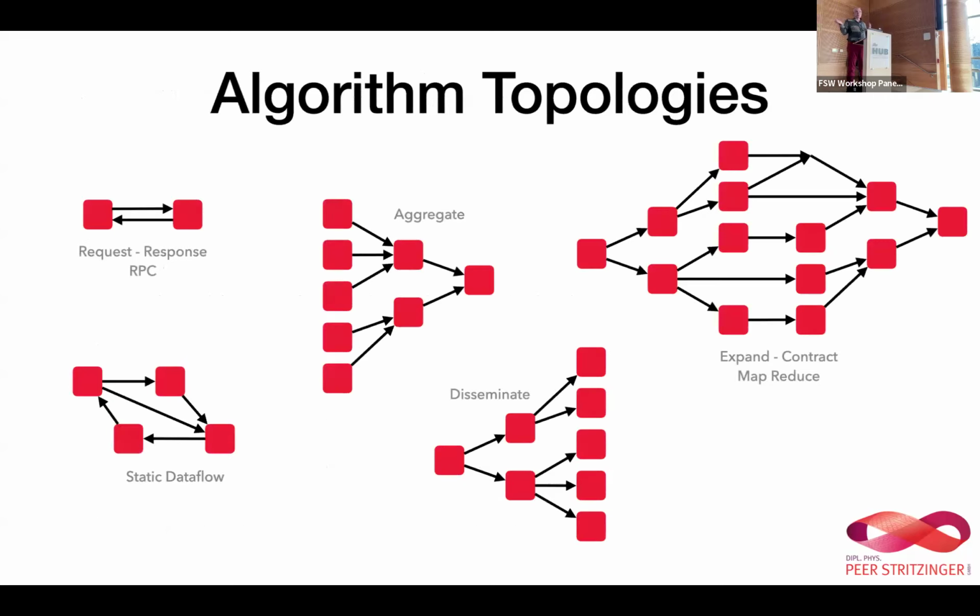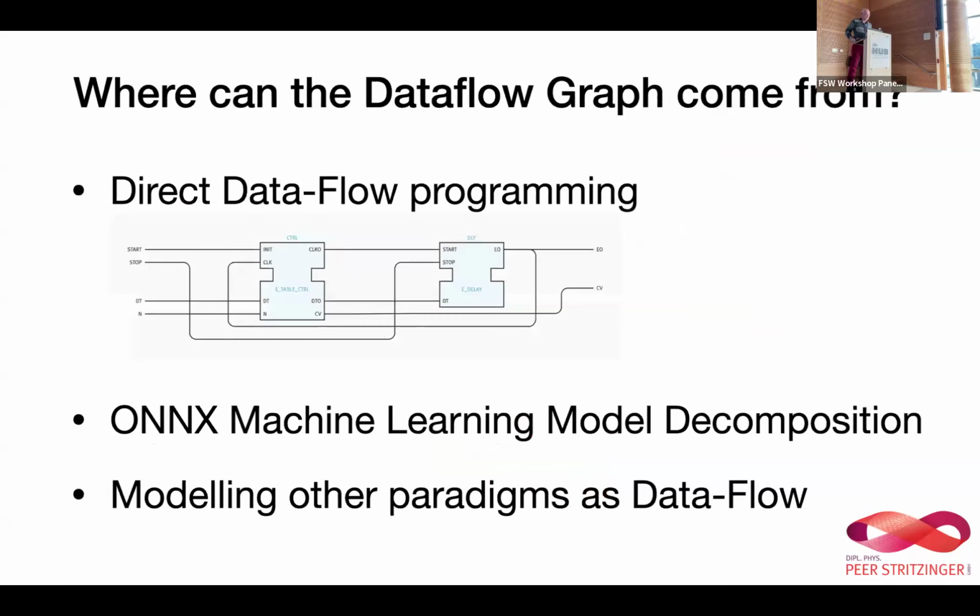There's a bunch of topologies that are kind of like recurring, just to show them. Basically, we have aggregation where everything flows together. We have dissemination where everything gets put apart. And then we have kind of like a MapReduce thing where it goes apart and then you collect the result again. And there's simple static data flows and request response on the side.